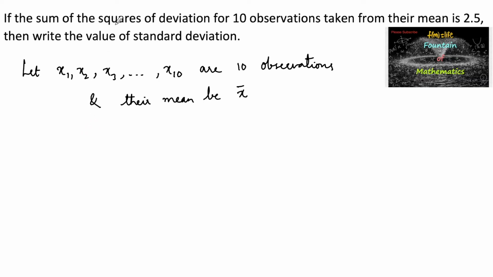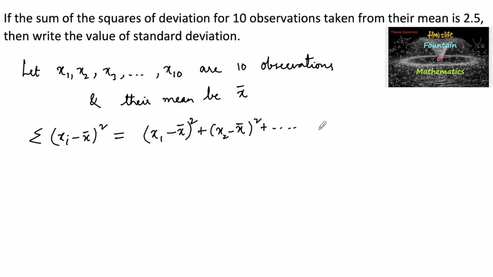So sum of the squares of the deviation for 10 observations from the mean is given 2.5. So we can write summation of xi minus x bar whole square, which is nothing but x1 minus x bar whole square plus x2 minus x bar whole square plus, and so on up to 10 observations, so i is equal to 1 to 10, x10 minus x bar whole square.